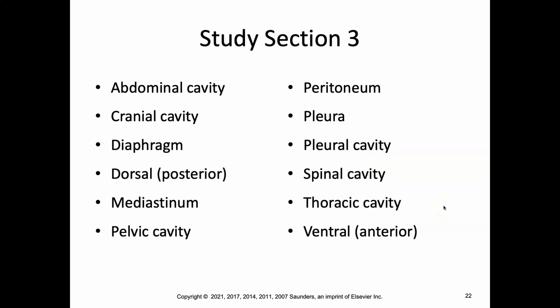All right, some additional terms you'll need to know: abdominal cavity, cranial cavity, diaphragm. That might be a challenge to spell, so make sure that you practice diaphragm. Dorsal. Dorsal, remember we learned, is back, and that means posterior. It's the back side of the body. Mediastinum, pelvic cavity, peritoneum, pleura, pleural cavity, spinal cavity, thoracic cavity, and ventral or anterior. Anterior is another word for front, and ventral is too. So if you're looking at someone's front side, that's their anterior or ventral side. If you're looking at someone's back, you're looking at their dorsal side or posterior side.